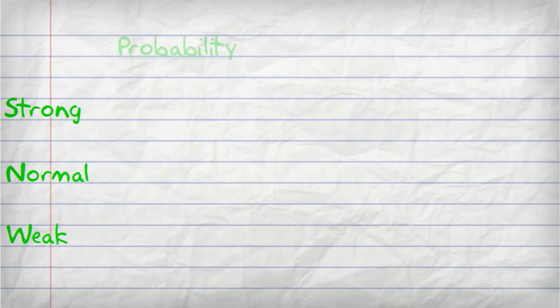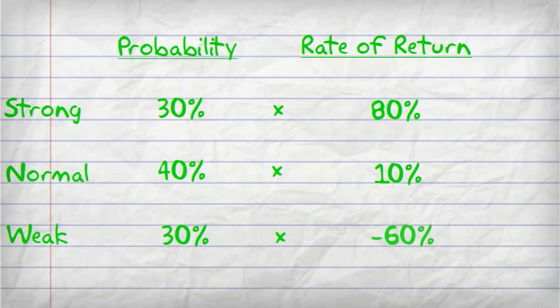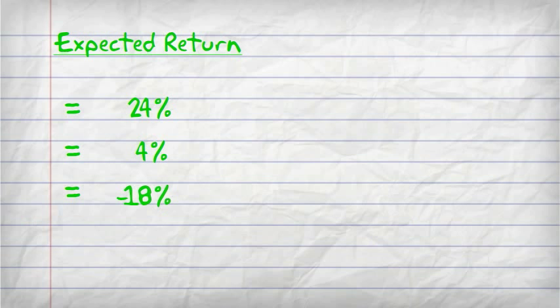To find the expected return, we need to multiply the probability of each economy by the return that would occur for each economy. So Mike multiplies 30% by 80%, 40% by 10%, and 30% by negative 60%. Then he sums up these products and gets the expected return, which is 10%.